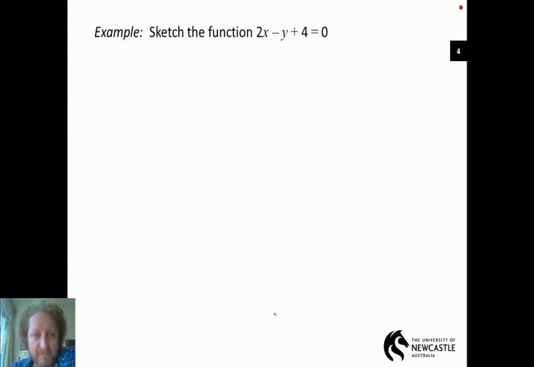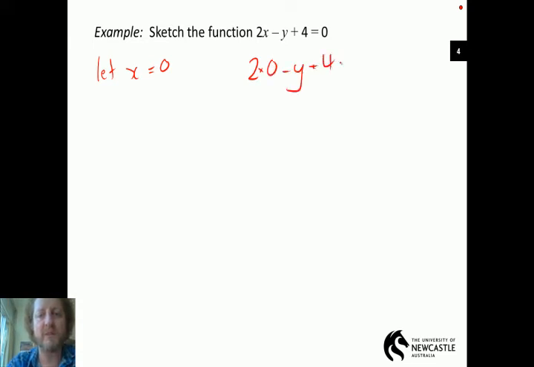Example, please. Here's a function. I know I like writing them as y equals, but I'm not even going to bother. I'm just going to go through the steps, and it doesn't matter which one I do first. I'll let x equals 0 to find the y-intercept. If x equals 0, instead of 2 times x, it's 2 times 0, minus y plus 4 equals 0.